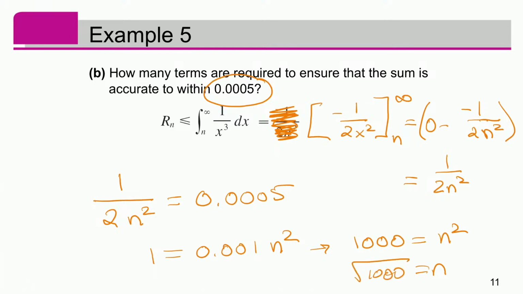The square root of 1,000 is like 31.8 or something like that. But we don't want to add up a fractional number of these terms. So instead of going to the term 31.8, we can't, in fact, there is no 31.8 term. These are integers. We're going to add up the first 32. So I'll use n equals 32, and then I'll be able to be within 0.0005 of the truth.